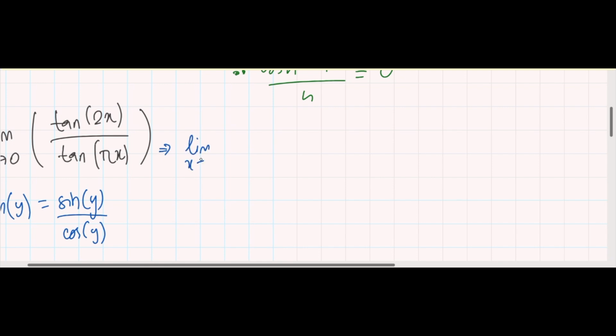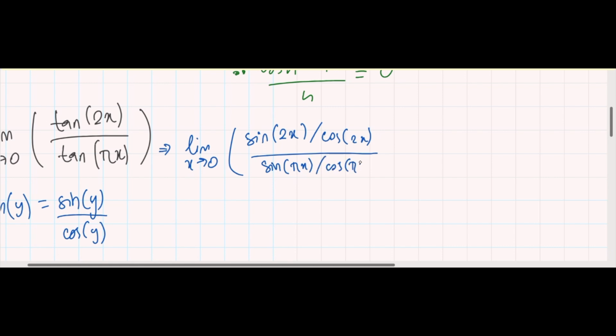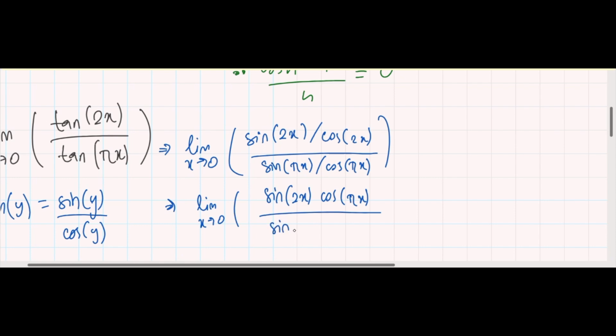Limit x approaches 0, sine 2x upon cos 2x, all upon sine pi x upon cos pi x, and you simplify it into a limit, which is sine 2x cos pi x upon sine pi x multiplied by cos 2x, right? So now what? Now what do you do?